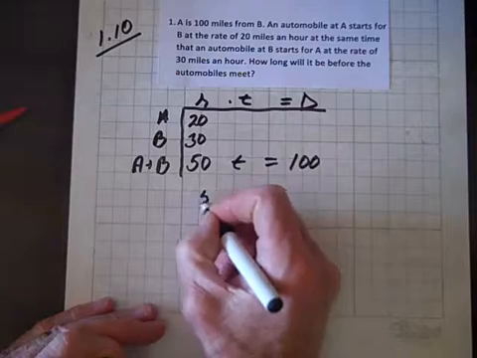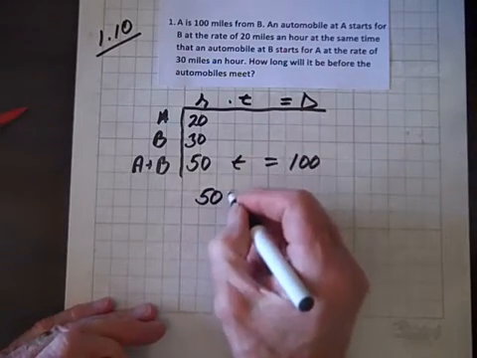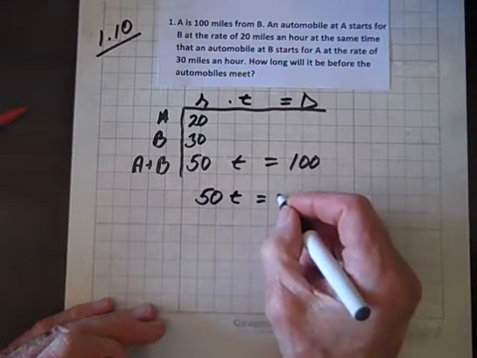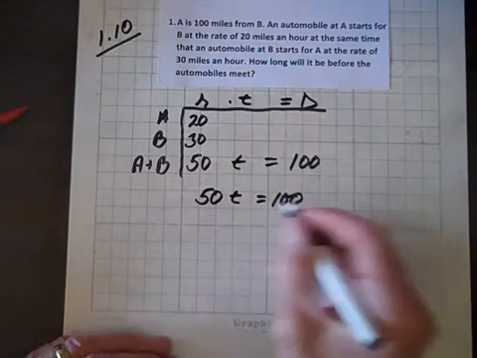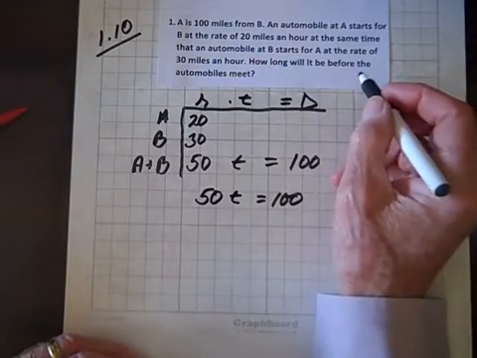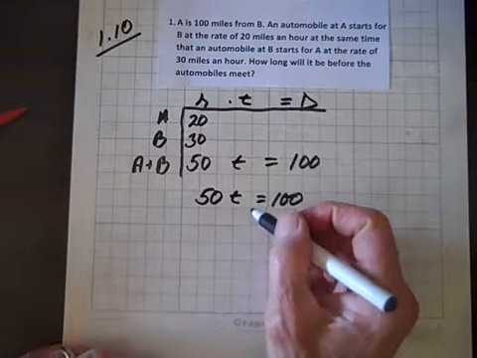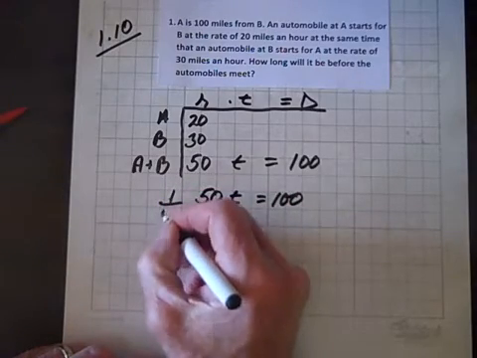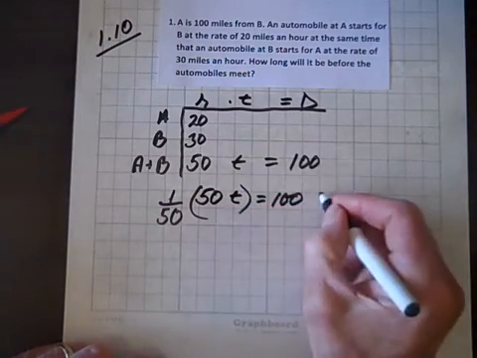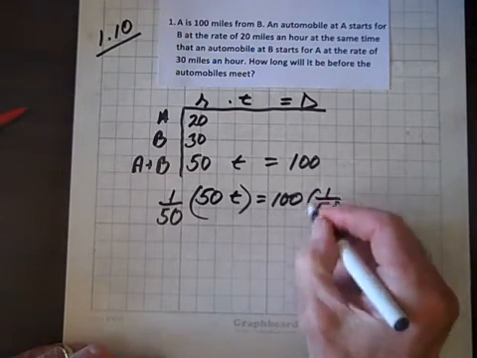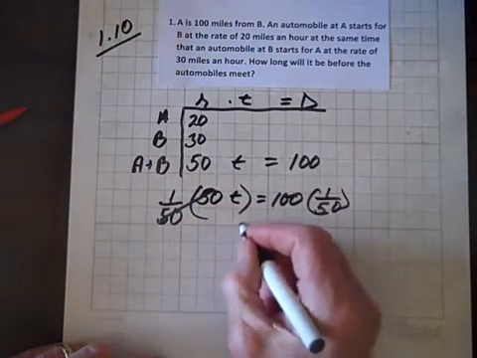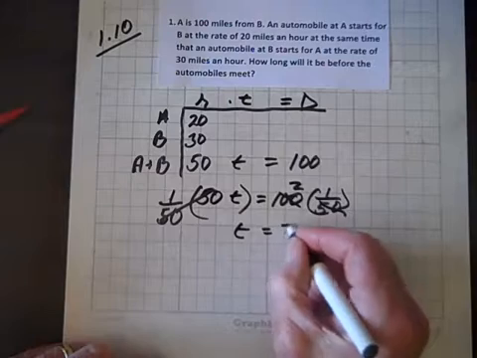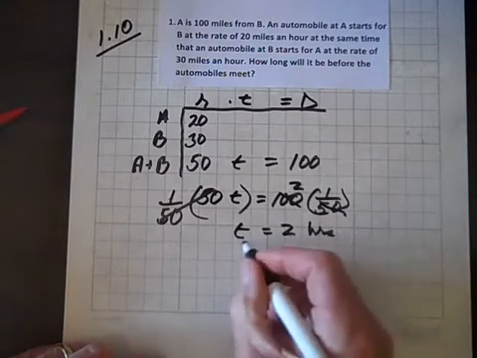And so we've got 50 times t, the time, rate times time equals distance of 100. Now we just have to isolate t, and we'll have the time it takes for those two automobiles to meet. So we'll multiply both sides by the reciprocal of 50, which is 1 over 50. The 50s divide out, and we get t equals, and 50 goes into 100 twice. So we're talking about 2 hours.